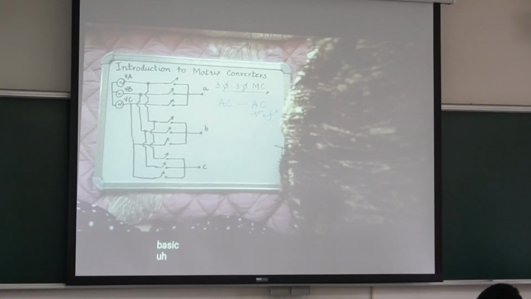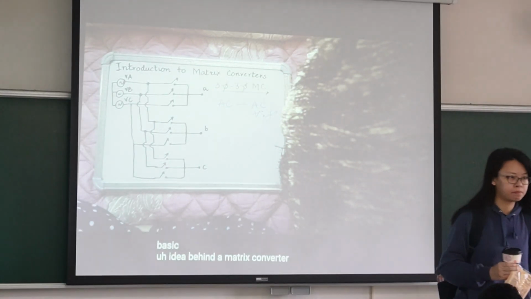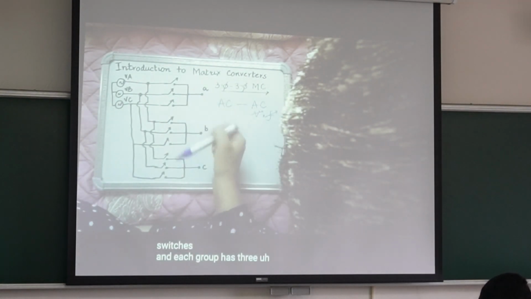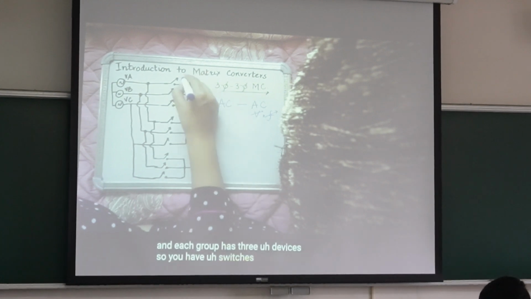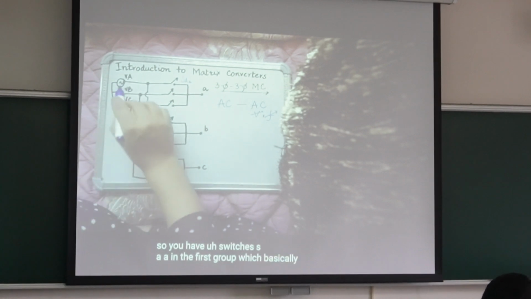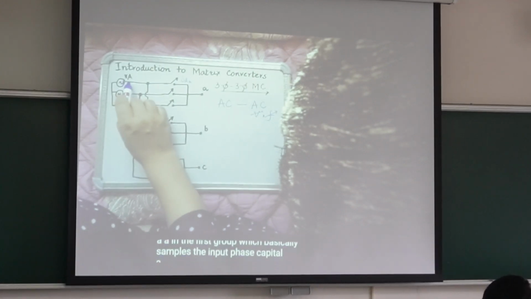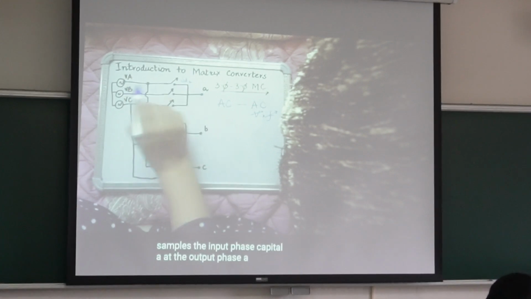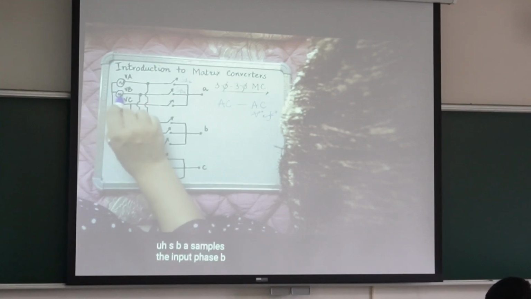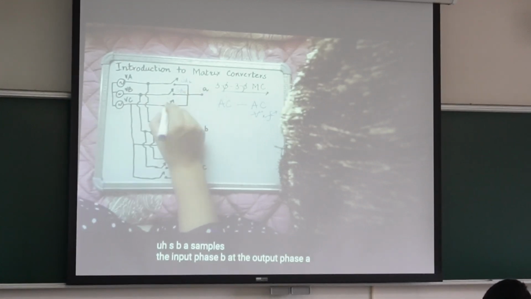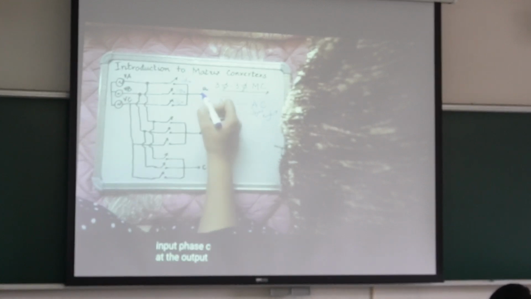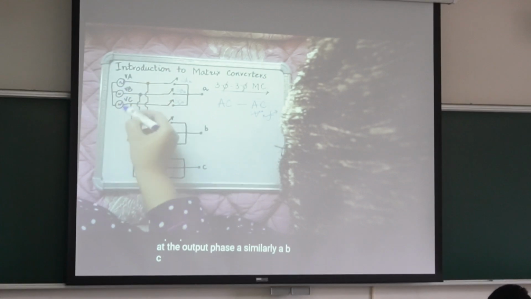Now the basic idea behind a matrix converter is that you have three groups of switches. So you have three groups of devices. You have switches SAA in the first group, which basically samples the input phase capital A at the output phase small a. So there is input, and small is output. SBA samples the input phase B at the output phase a, and the third switch SCA samples the input phase C at the output phase a.